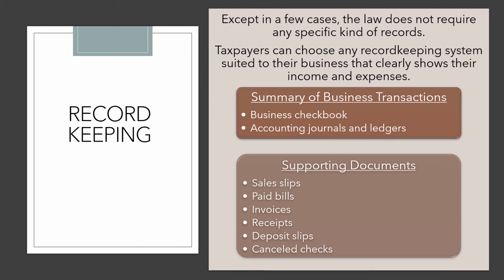So the things that they'll probably be wanting is a summary of the business transactions. A lot of the really small businesses, it just ends up being their business checkbook. If they're a little bit bigger and a little more comfortable with technology, maybe they're keeping accounting journals and ledgers in some sort of an accounting system. And then for supporting documents, they can keep sales slips, paid bills, invoices, receipts, deposit slips, canceled checks, which are all generally good supporting documents.